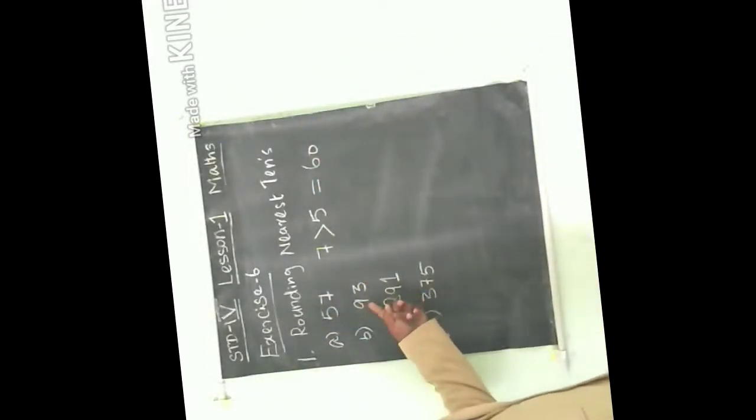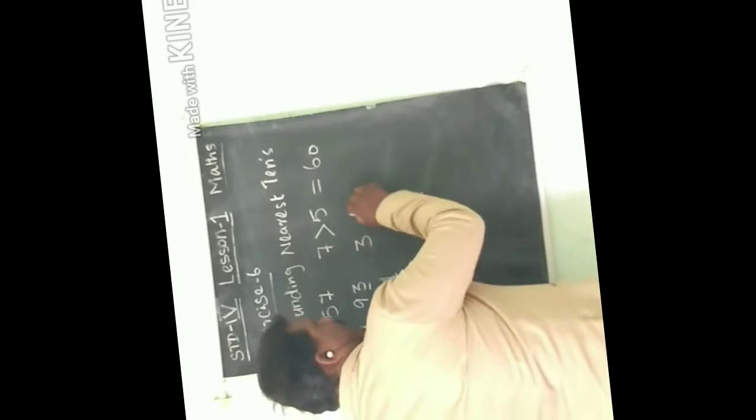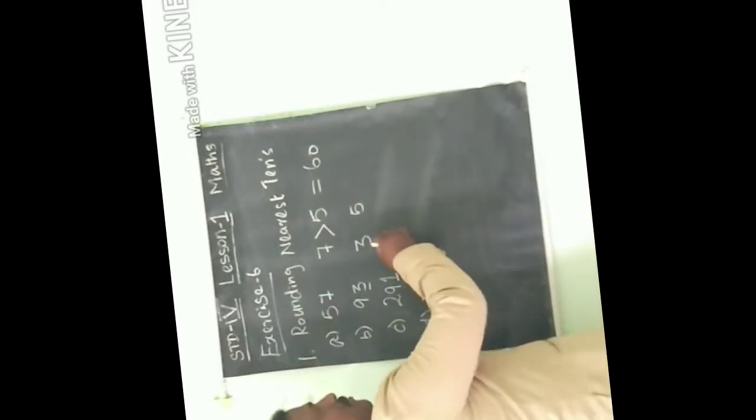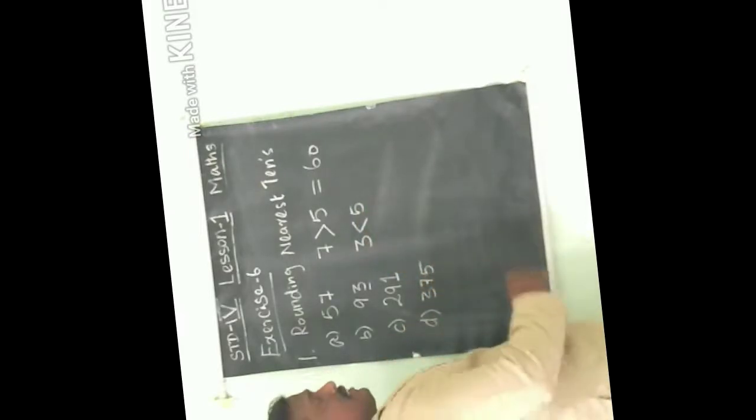Okay, now ones, tens. This is the nearest 10. So we take the digit and compare it with 5. It is smaller than 5, so we have to put less than.